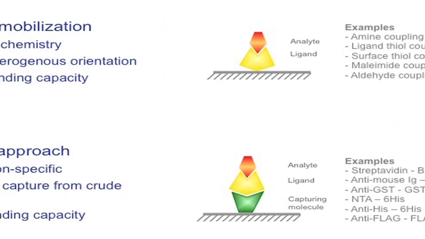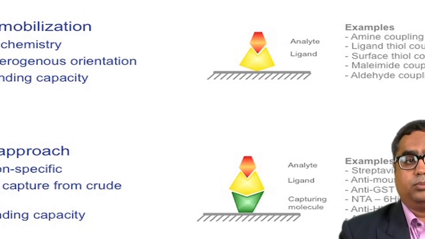Immobilization is done by the direct method as we just discussed, and that immobilization can be by covalent chemistry, and there will be high binding capacity. Examples of direct immobilization are amine coupling, thiol coupling, aldehyde coupling, and maleimide coupling, which are the methods that are available.